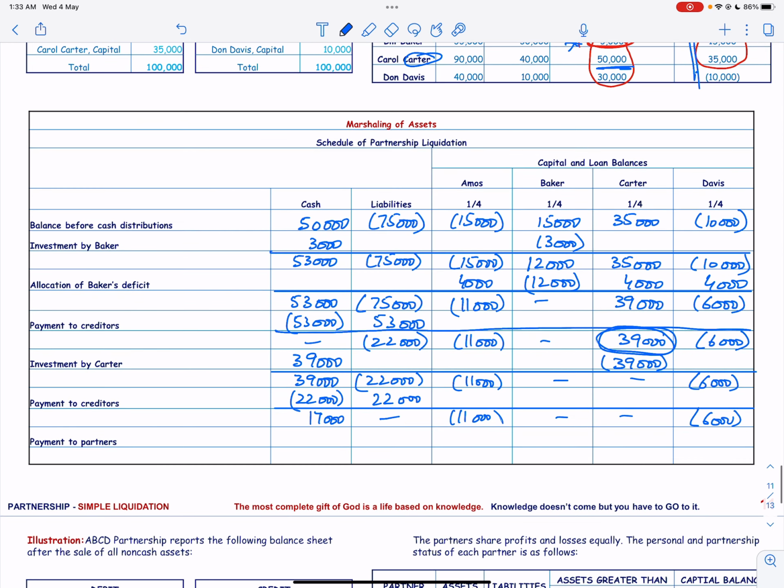And now we are going to make the payment to the partners having a credit balance. So 11,000 and 6,000. So we are paying 17,000. So again, you can see in the end, the balance is 0. So the cash is distributed first to liquidate partnership liabilities and then to satisfy partners' capital interest.